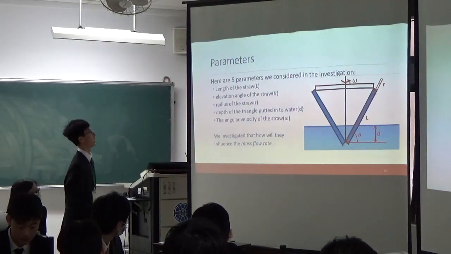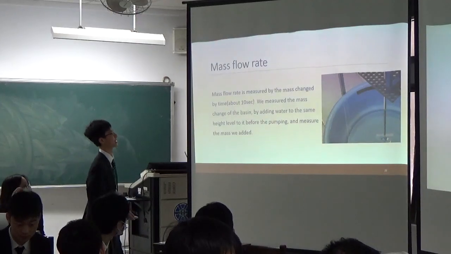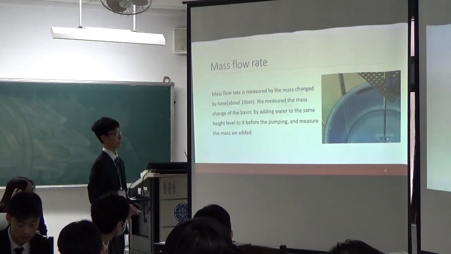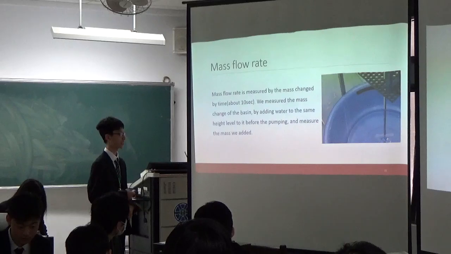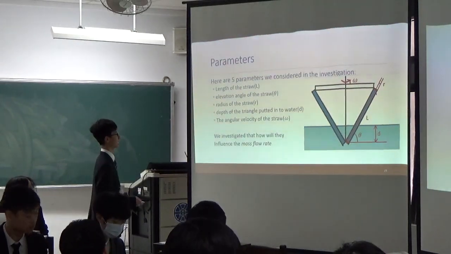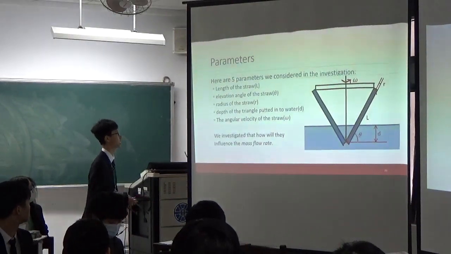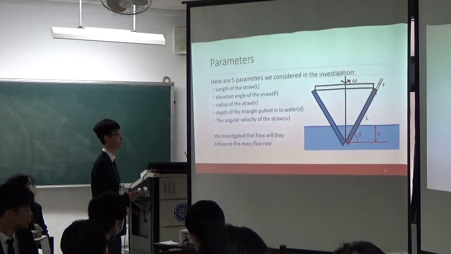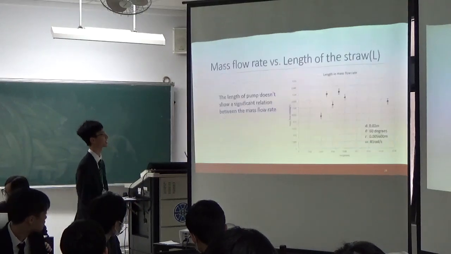Okay. Let's go into our mass flow rate. We measure the mass change over time. We consider 5 parameters: the elevation angle of the straw, the radius of the straw, the depth of the straw we put into the water, and the angular velocity of the straw.